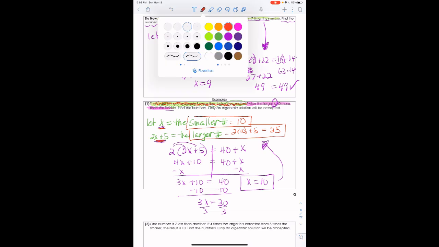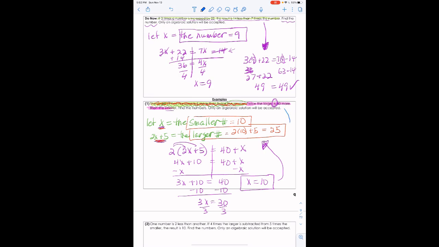Now, when I do my check, I'm going to take it back to the words. All right, so over here, I'm going to read, and it's telling me. Now, remember, the first sentence I scribbled out in red, I'm not interested in it. I'm going to start reading from here, the twice the larger number.